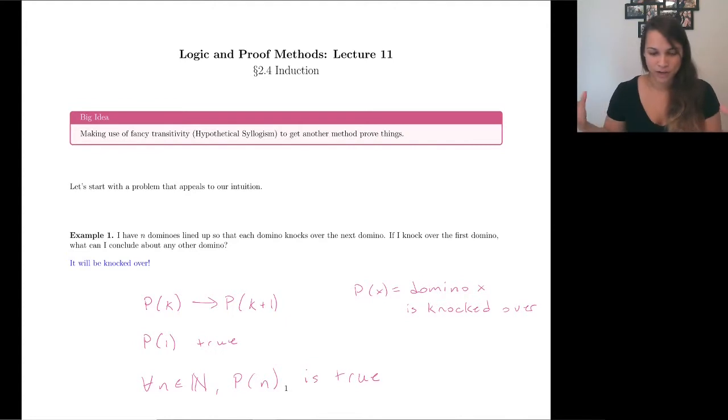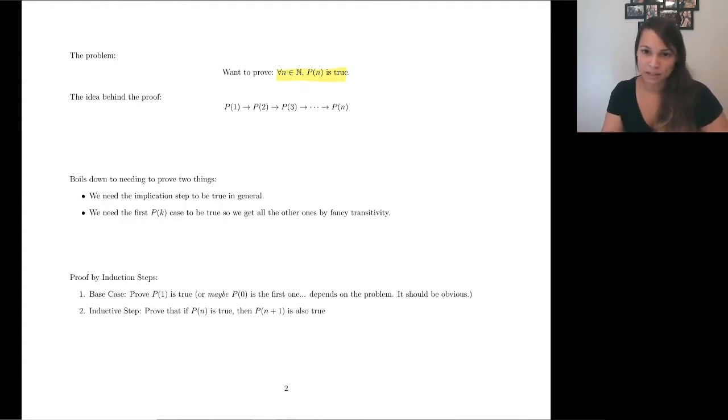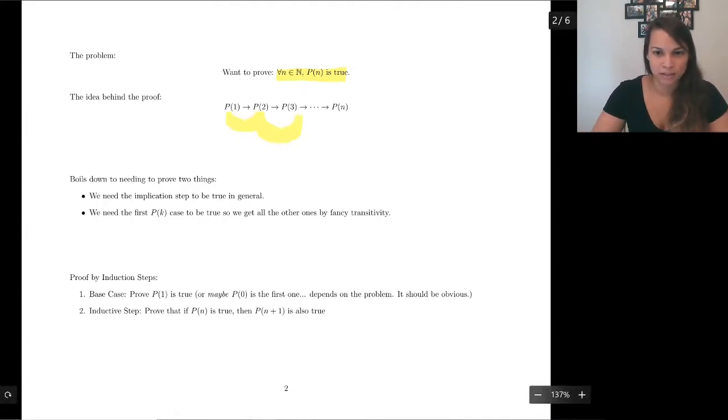Okay, so I have translated, hopefully successfully, dominoes falling over into math symbols. Just to reiterate, in general, what induction looks like is we want to prove that for all n in the natural numbers, some statement P of n is true. And the big idea behind the proof is P of 1 implies P of 2, P of 2 implies P of 3, and that goes all the way down to P of n. So as long as P of 1 is true, we get to conclude any other number.